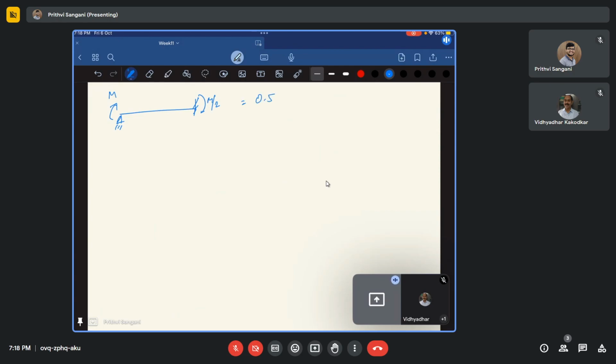Okay, and if, for example, you have a pin support and you are applying M, then there is no carryover here. The moment at the pin support is always zero. I'll call it M dash. M dash is zero, so in this case the carryover is zero. Okay, so this is one concept. We have discussed the stiffness factor, we have discussed the distribution factor, and we have discussed carryover moments.